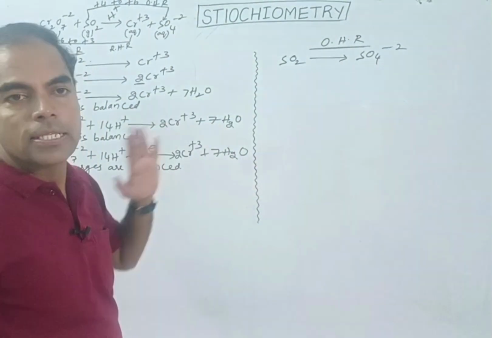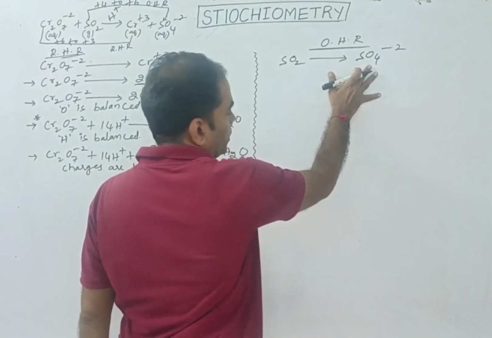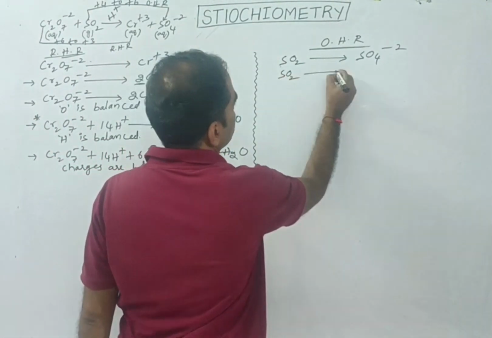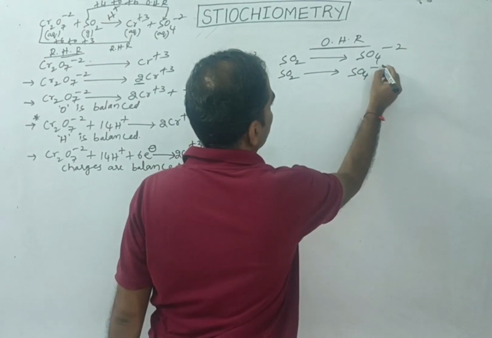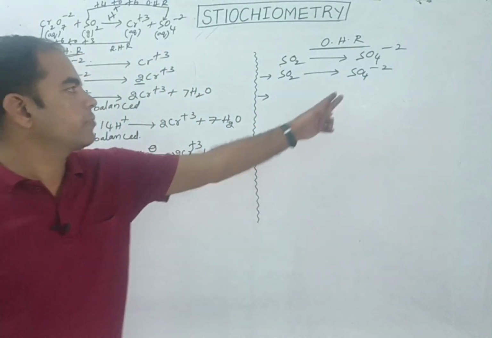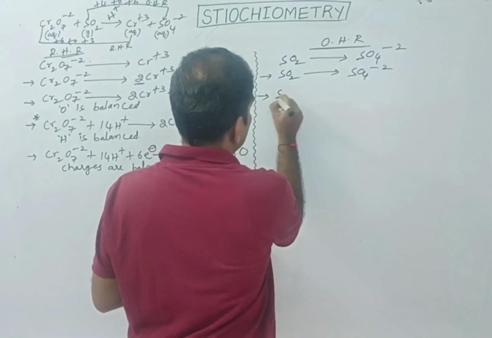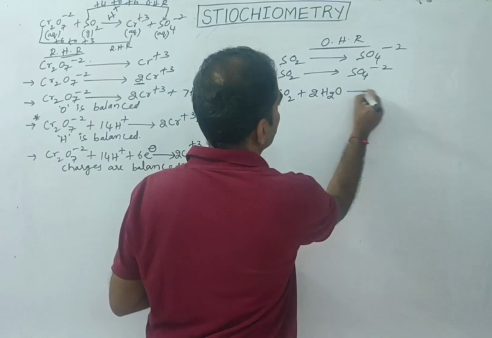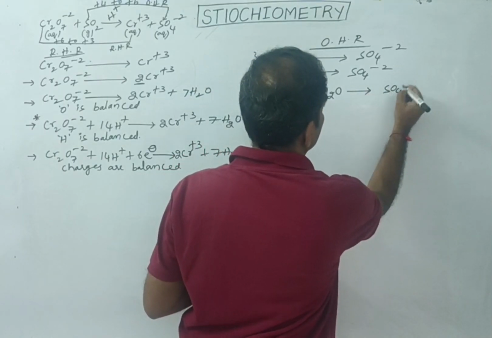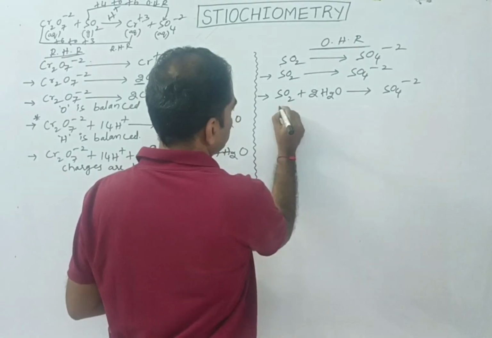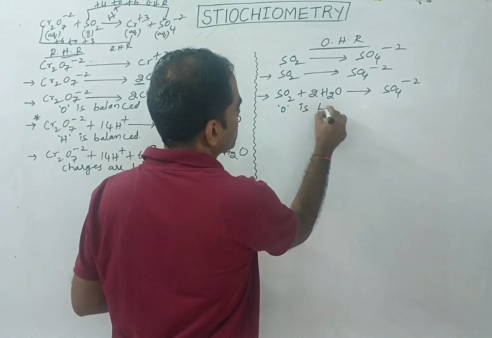Follow all these same steps. Balancing other than oxygen and hydrogen: here sulfur, sulfur. Sulfur is already balanced. Next step, balancing the oxygens. Here 4 oxygens, here 2 oxygens. So SO2 plus 2H2O, 2 water molecules we should add. That is SO4 minus 2. Here oxygen is balanced.